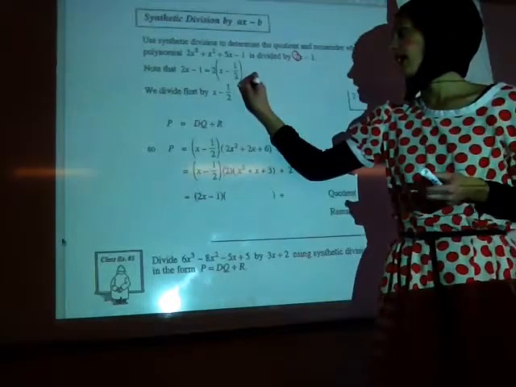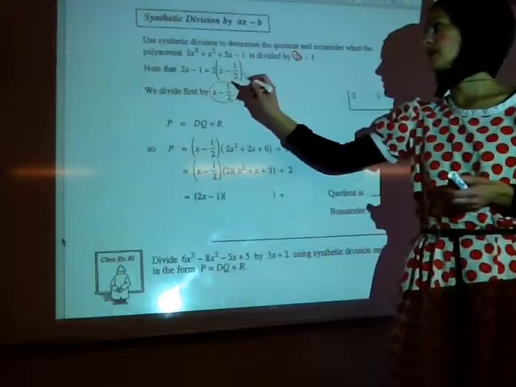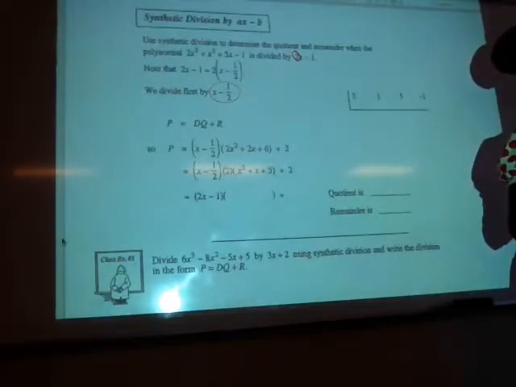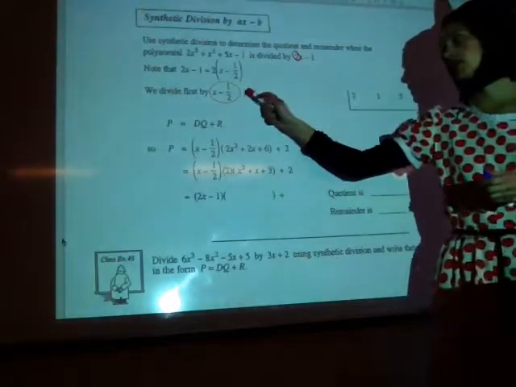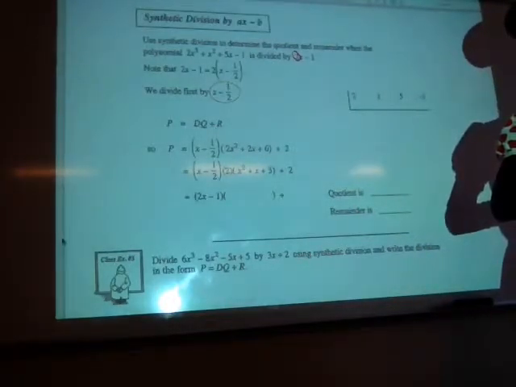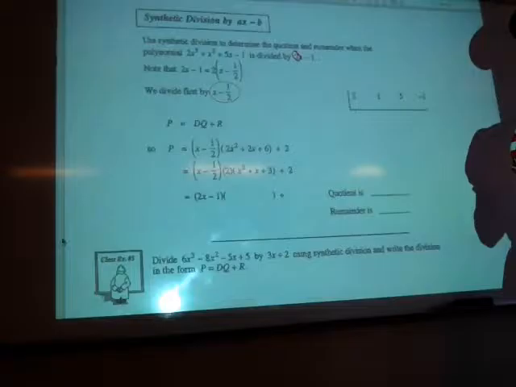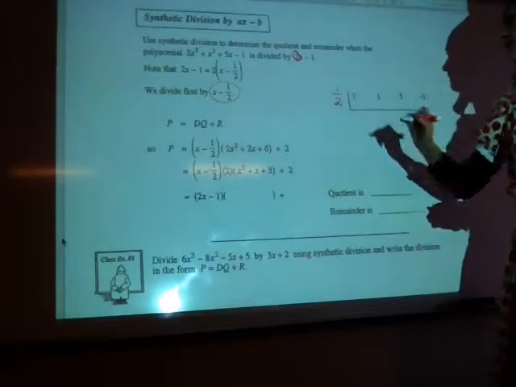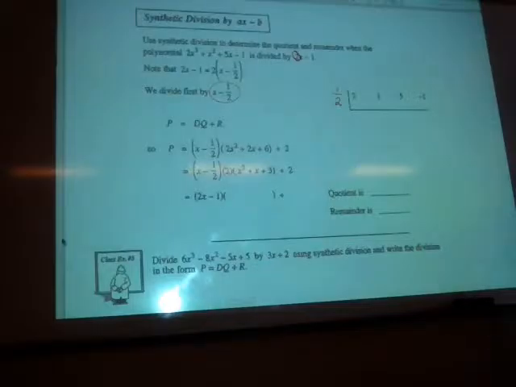Okay, then what we're going to do is we're just going to divide by x minus 1/2. So if I had to figure out the value of x to set that divisor equal to 0, what would the value of x be? 1/2, yeah, positive 1/2. So that's going to go on the side. And now we just start division.